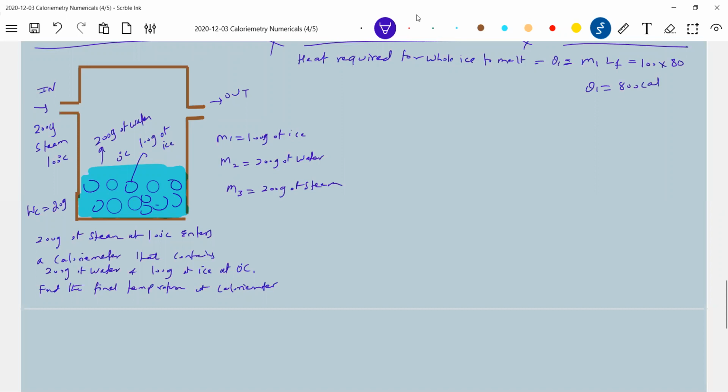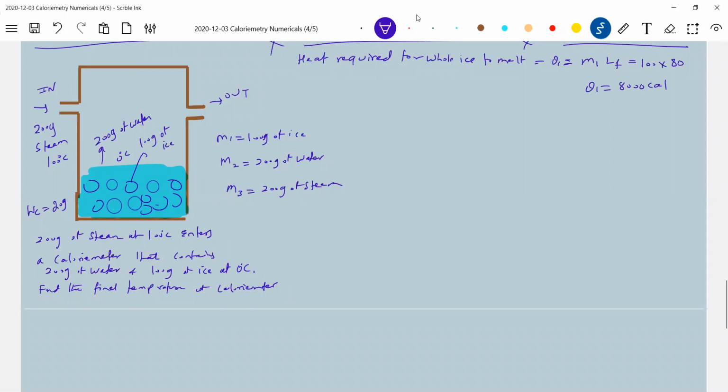Let the whole temperature of the calorimeter become 100. Sir, how can you say that? I don't know, I'm just making a guess. Okay, let the whole steam condense. Let's see what will happen. This is a cross check I'm going to do here. Sir, is it luck?